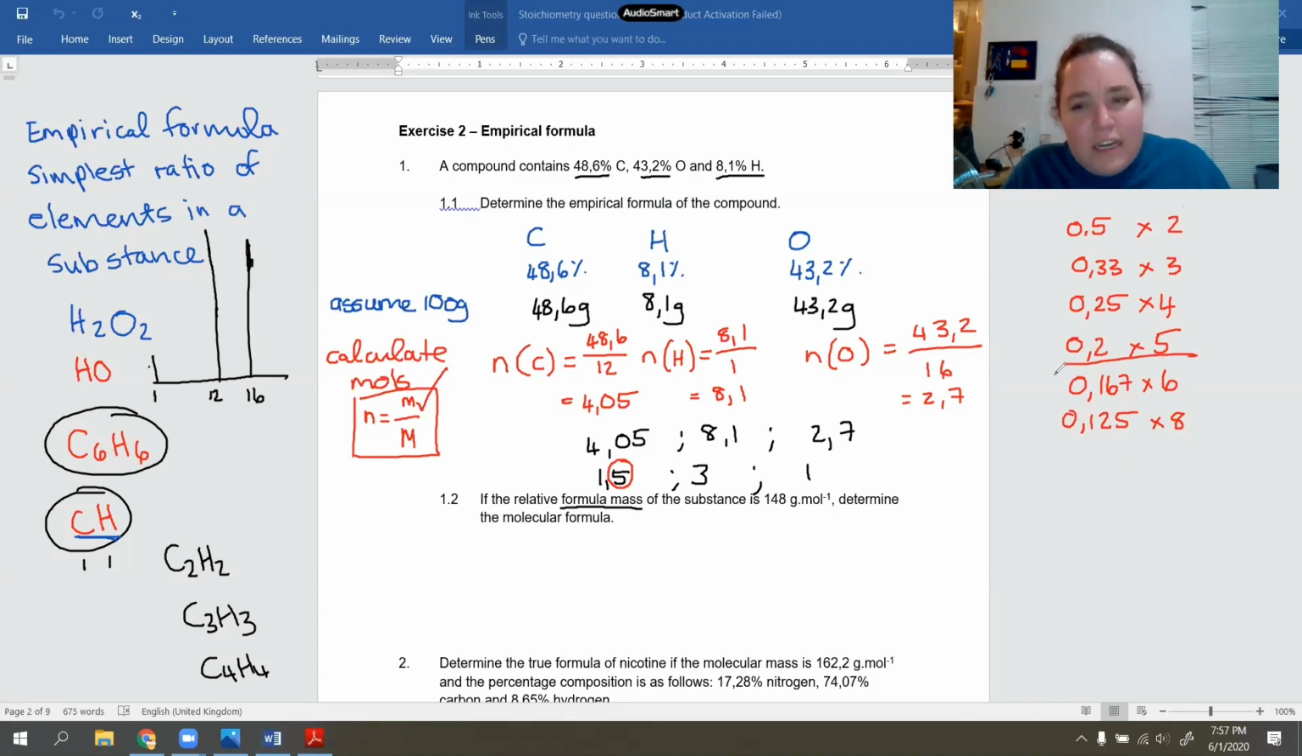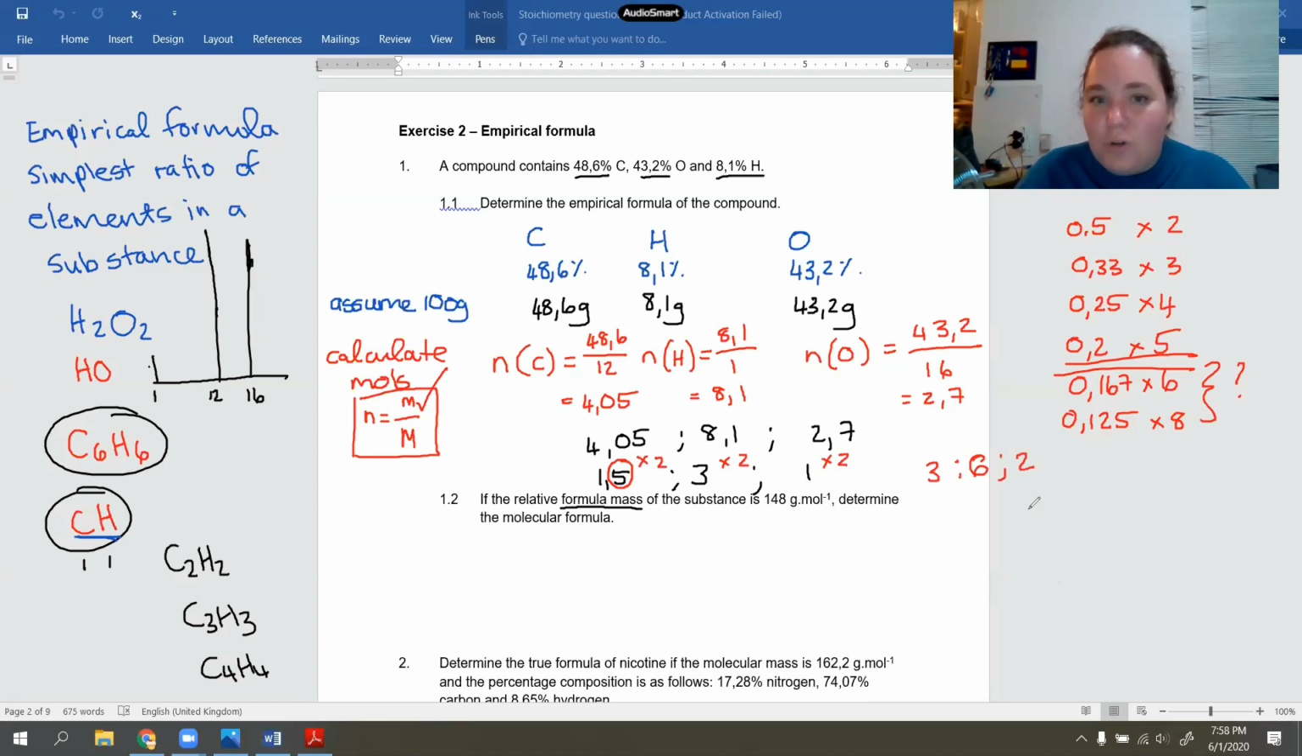But I find that almost anywhere below here, I start to worry that I may be doing the wrong thing and I just did bad maths. Okay? So these ones are the ones where I say go for it. Other than that, be careful. So here I'm going to times everything by 2, which means that my ratio is going to be 3 to 6 to 2, which means my formula becomes C3H6O2.